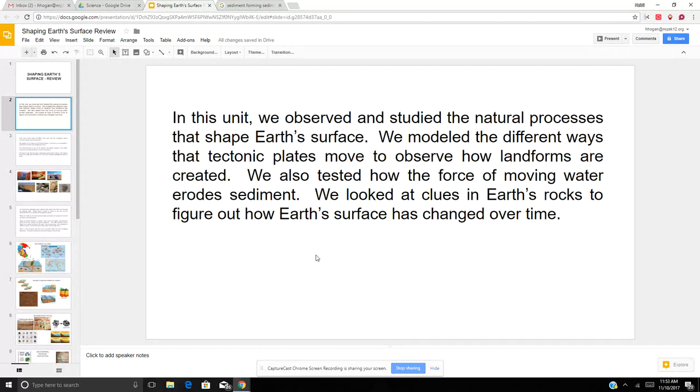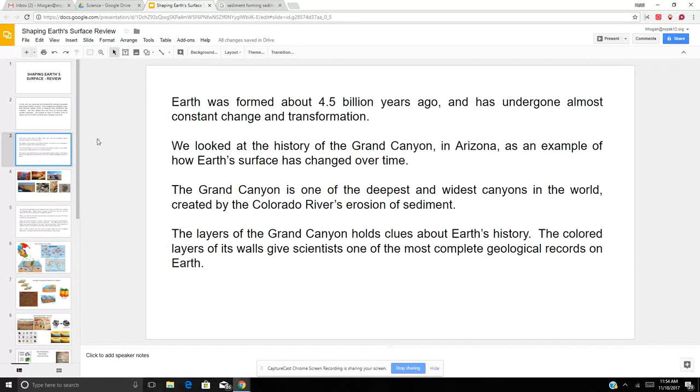We also looked at the Grand Canyon and the layers of the Grand Canyon, because we know that geologists use that to learn about the past. So we learned that Earth was formed about 4.5 billion years ago, and it's been going through constant change and transformation since the beginning. We looked at the history of the Grand Canyon that is in Arizona as an example of how Earth's surface has changed over time, because it is one of the deepest and widest canyons in the world, and many believe it was created by the Colorado River's erosion of sediment.